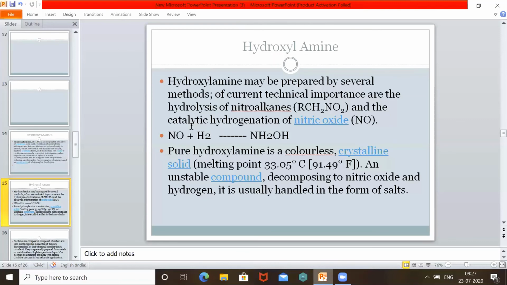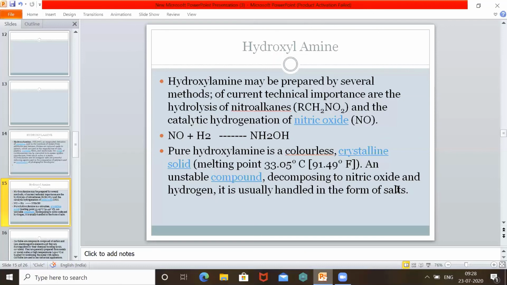So next we have this compound hydroxylamine. Hydroxylamine is NH2, that is amine. OH is the hydroxyl group. How is hydroxylamine prepared? Hydroxylamine is used as a reagent in the lab. It is used for preparing many polymers and different things. It is prepared by several methods. You see here, direct hydrogenation or reduction of nitric oxide. By using a catalyst, we can prepare hydroxylamine. It's a colorless crystalline solid, an unstable compound decomposing to nitric oxide and hydrogen. This is the back reaction. It is usually handled in the form of salts.